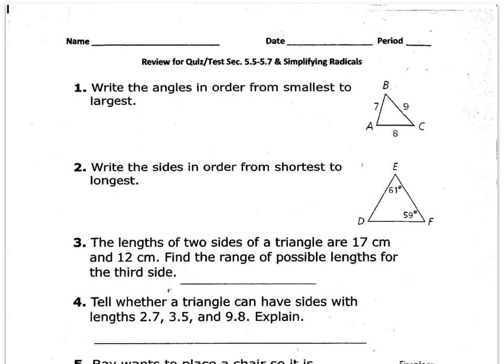Okay, so this is the review for the quiz test. This is the test, sections 5.5 through 5.7 in simplifying radicals. Problem number 1.